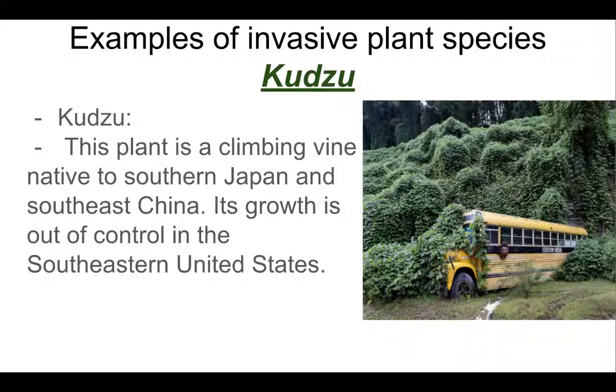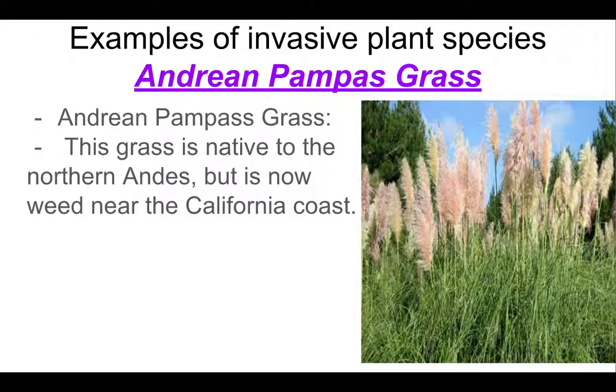These are definitely not natives. If you asked your mother or grandmother about these plants, they definitely weren't originally from the United States. Another example of an invasive plant species to the United States is the Andean pampas grass. This grass is native to the northern Andes, but is now a common weed near the California coast.